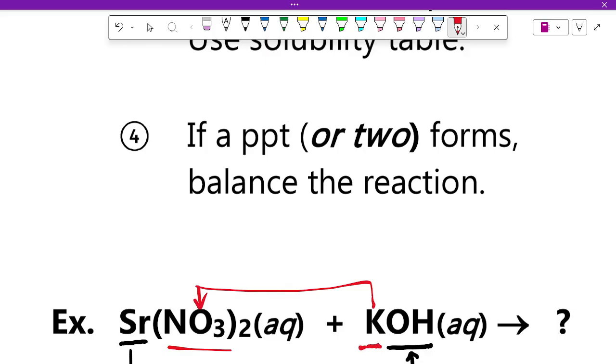Okay, so KNO3, is KNO3 solid or aqueous? KNO3 is aqueous. How do we know it's aqueous? It's got NO3 and it's got K. So we really only need to look at SrOH to see if that is soluble or not.